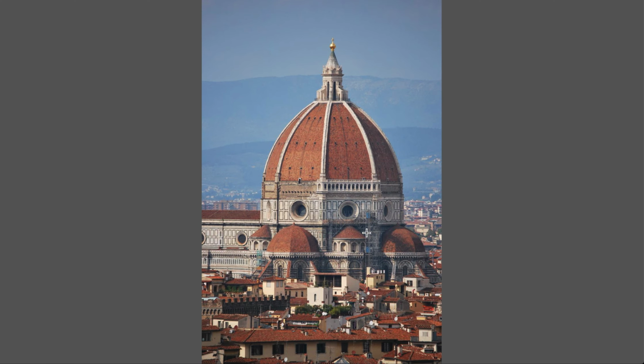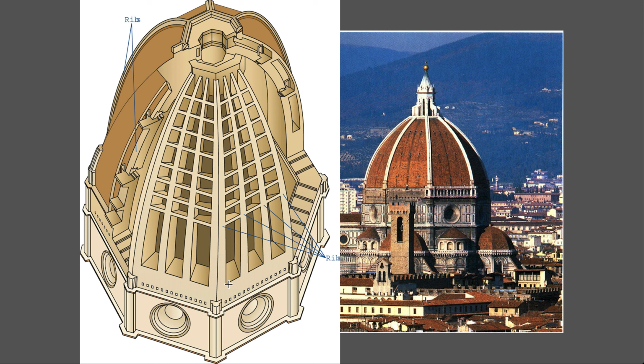Then when he came back, he had to enter another competition to do the dome, and when he won that, he did this dome. Let's take a little look here at the inside. He came up with the idea, which was not a Roman idea. The Pantheon is not done this way, though the Pantheon's dome is almost exactly the same size. I think it's 143 feet, and this is 139 feet in span.